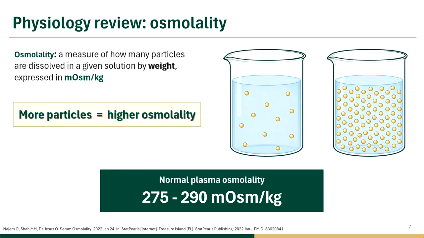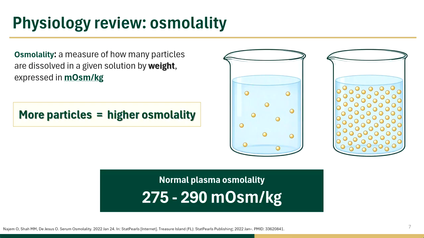Our general normal plasma osmolality is somewhere between 275 and 290 milliosmoles per kilo. I say the part about weight-based because milliosmoles per kilo is not the same as milliosmoles per liter. It's just a different way to think about it, and it's more practical for us. A higher osmolar solution, on the right-hand side, has more particles. If you can see, it's the same amount of fluid, and you have more particles dissolved in it.